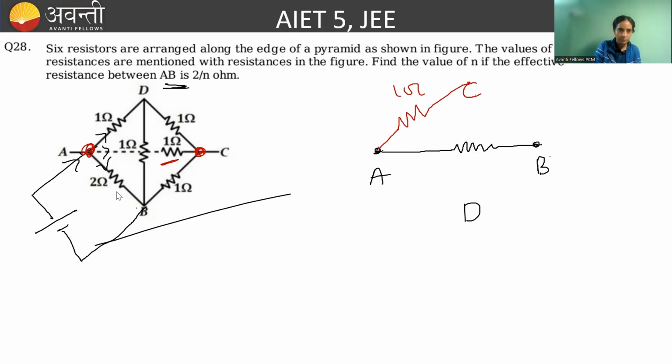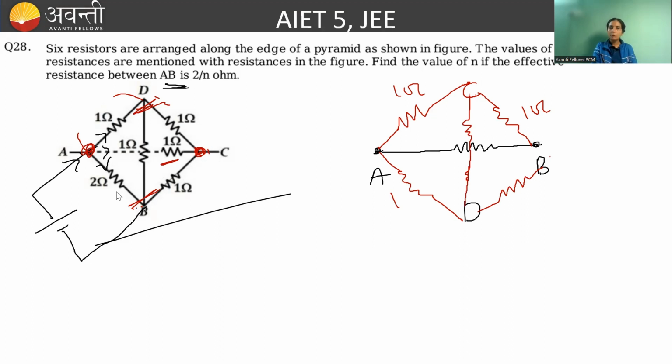Now another is C and B. So between C and B, there is again one resistor of 1 ohm. Now A and D. So here is A and here is D. Between A and D also, a resistance of 1 ohm. And D and B. So D is here and B is here. Along D and B also there is one resistor. Now C and D. Yes, resistance of 1 ohm. So this is C and D, 1 ohm.